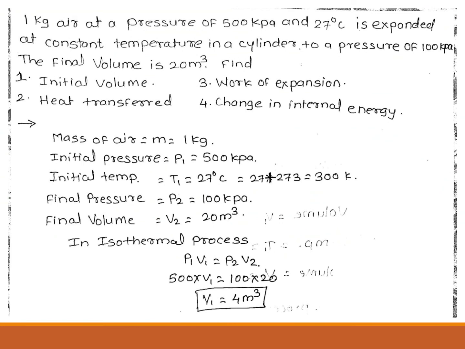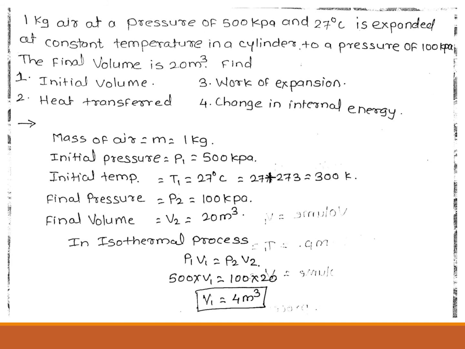1 kg of air at a pressure of 500 kilopascal and 27 degrees Celsius is expanded at constant temperature in a cylinder to a pressure of 100 kilopascal. The final volume is 20 meter cube. Find first, the initial volume; second, heat transfer; third, work of expansion; and fourth, change in internal energy.